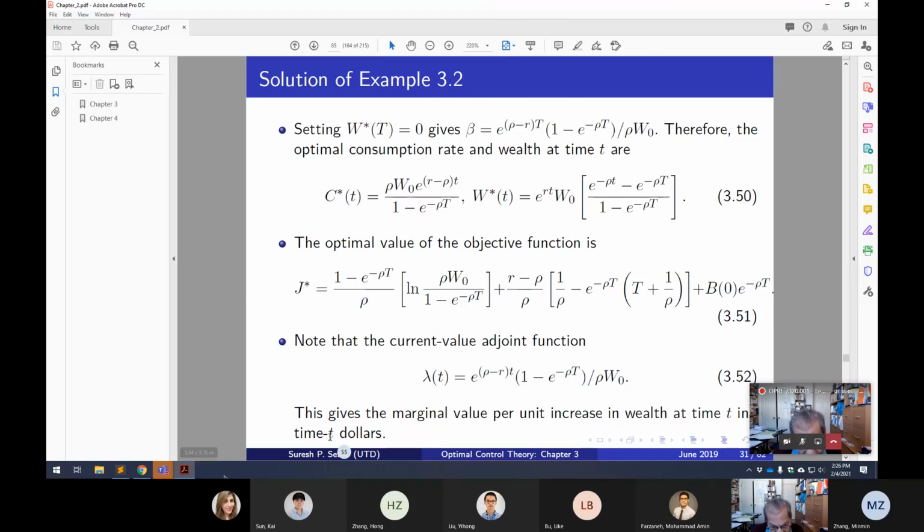You see time t dollar? This gives the marginal value per unit at time t in time t dollars. There's time 0 dollar and time t dollar. Time t dollar is the current value dollar. Time 0 dollar is the present value dollar. Okay?